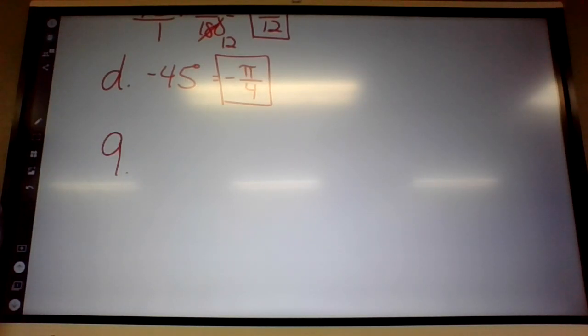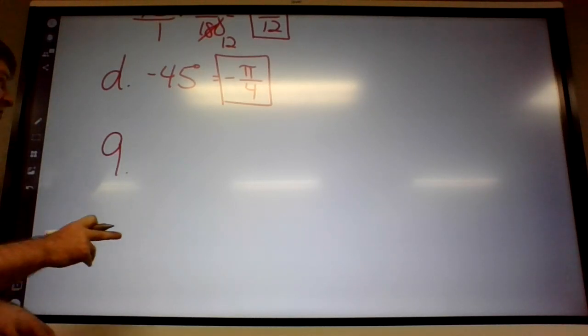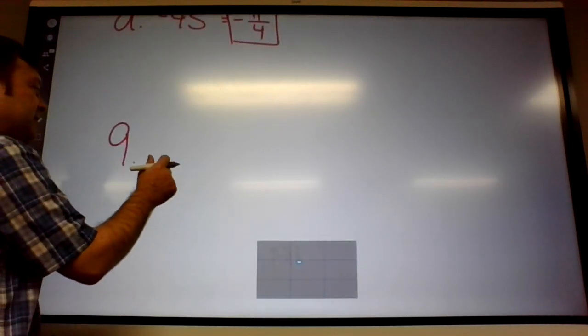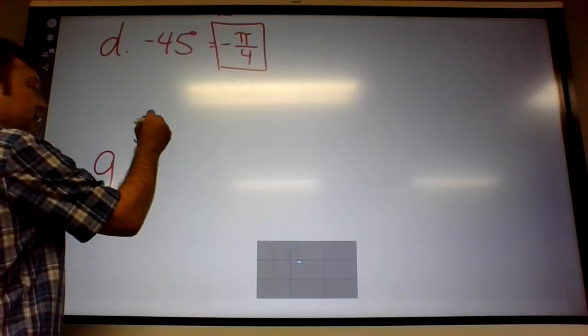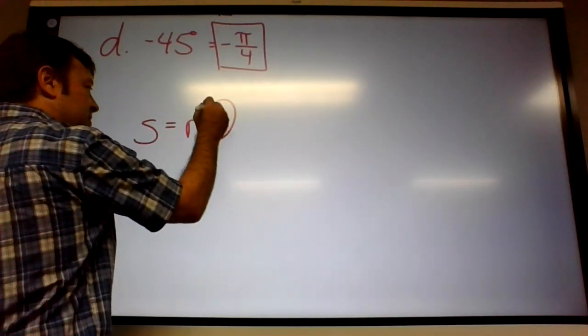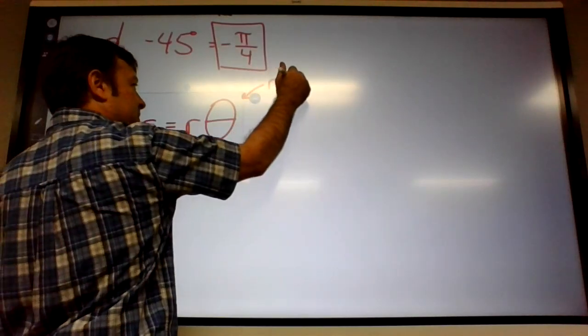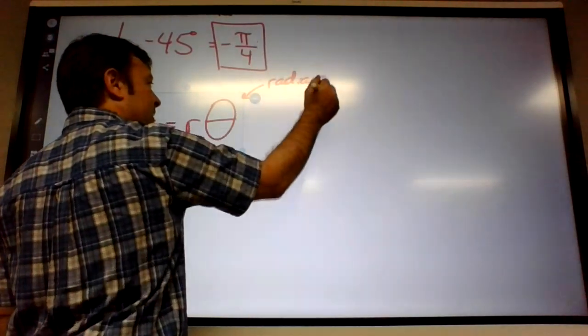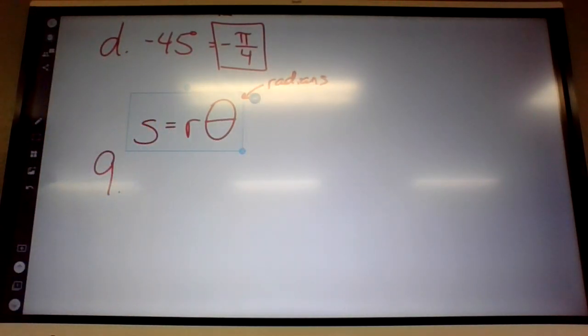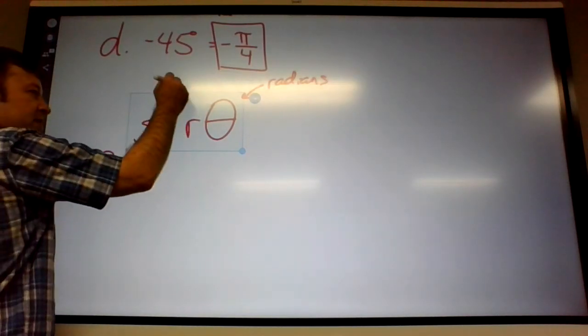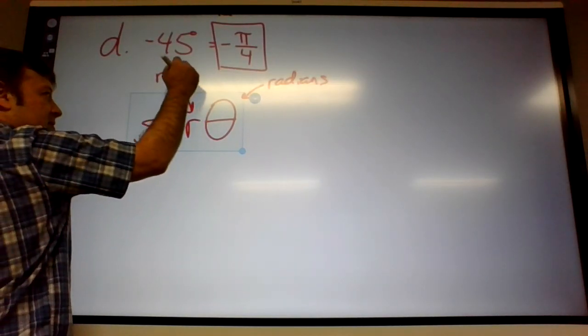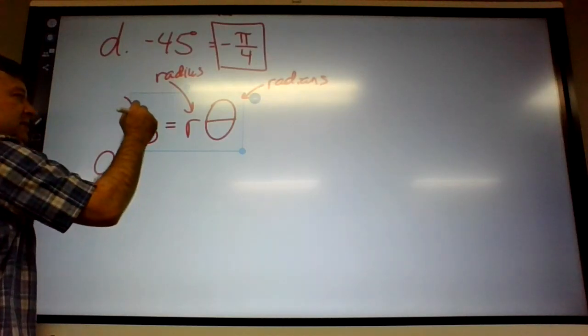Okay, number 9, the radian measure of theta. So we're supposed to be finding the angle on this one. I wrote this formula 5 minutes ago or something: the arc length is equal to the radius times the central angle, if this is in radians. If it's not in radians, we're gonna turn it into radians so we can use this formula. This is the angle, this is the radius, and this is the arc length.